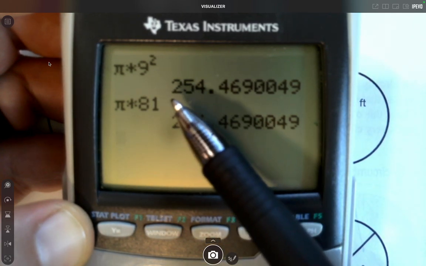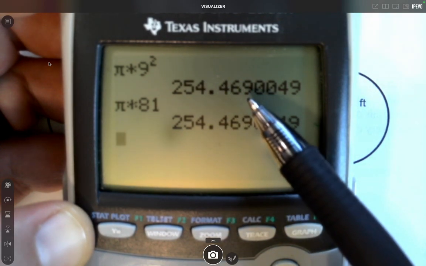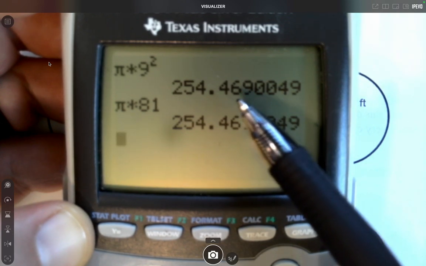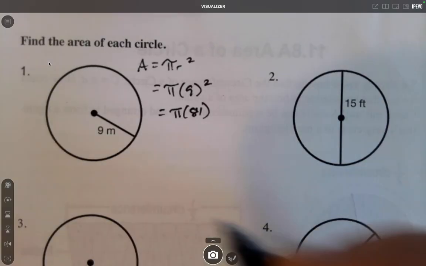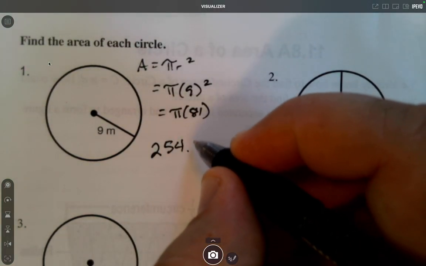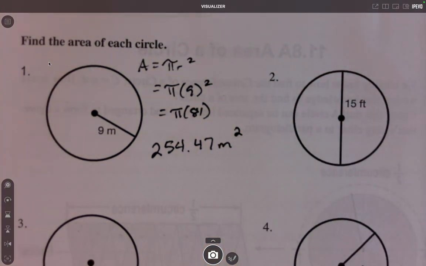So again, this would be 254.47. Because while it says 46, we look at the number past the 6. That's a 9. That's bigger than 5. So we have to round the 6 up to a 7. So the answer is 254.47 square meters. And we do have to square the units because we're doing area. With area, it's always squared units.